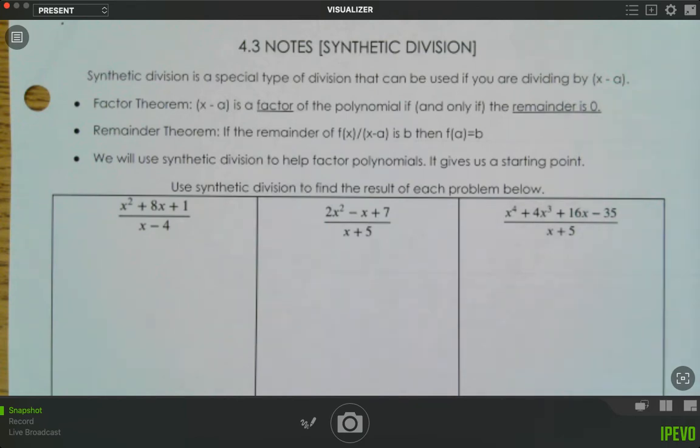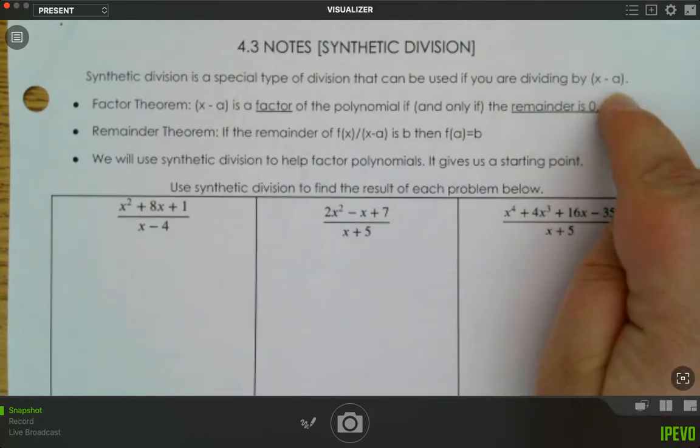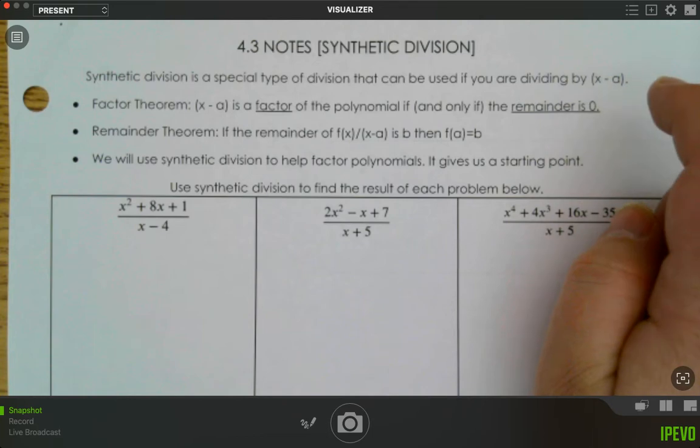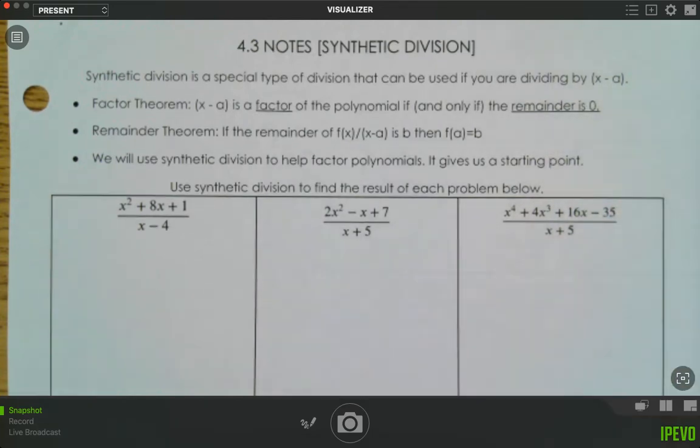Synthetic division is a special type of division that can only be used if you are dividing by what's called x minus a. And what that means is it's x and a number, but not anything else. There's no x squared here, and there's no number in front of x. So it just has to be x and a number. And I have it as minus here for a reason.